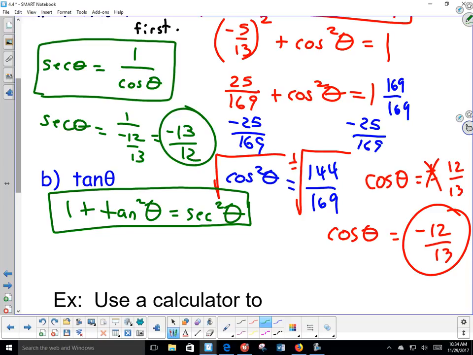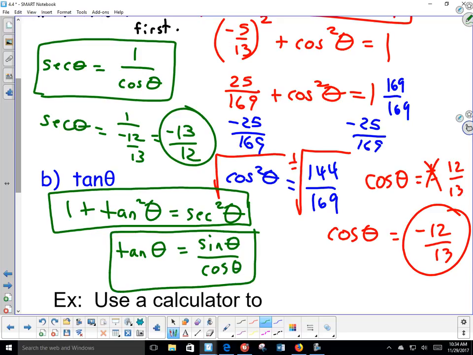Allie? We know sine and cosine. Tangent theta equals sine theta over cosine theta? So really, either one, because we already know secant and we already know sine and cosine. So it would be your choice, and will you get the same answer? Yes. All right. So you pick which one you're going to do.